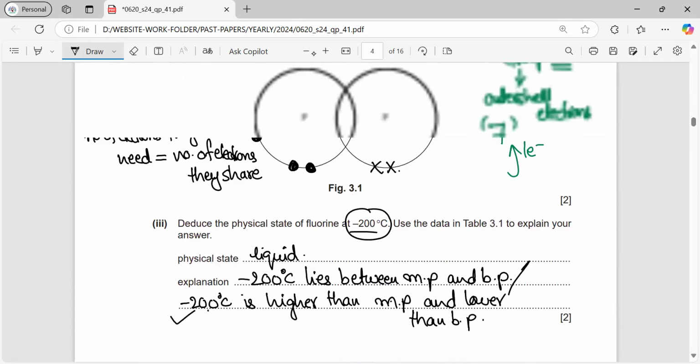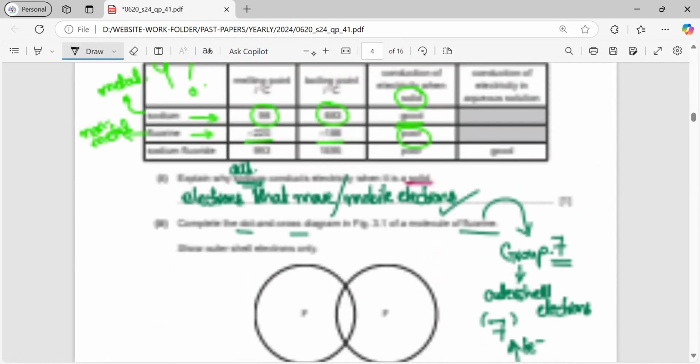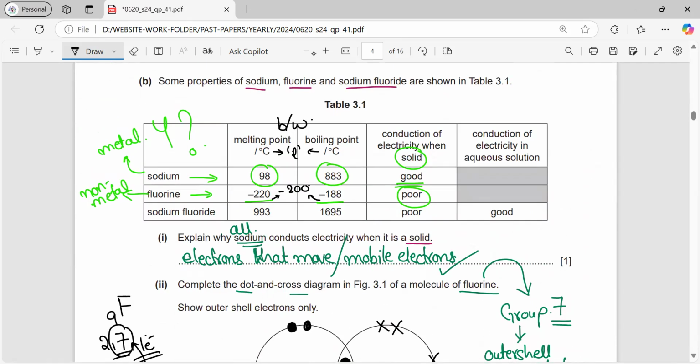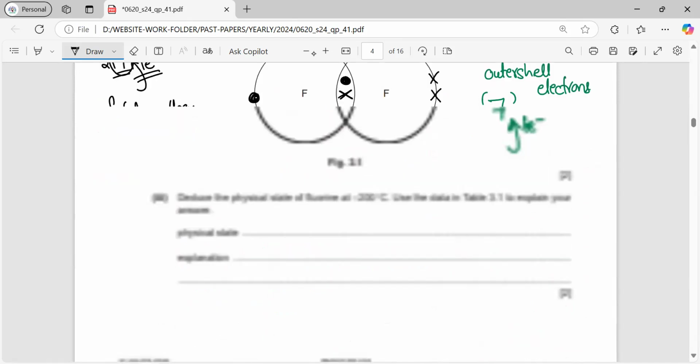Now, if we see the table, the sodium fluoride's melting point is 993 and fluorine's melting point is -220. It's much higher. Why? Because fluorine is a nonmetal and it is a gas, but sodium fluoride is an ionic compound, and because of the ionic compound, the force of attraction between its particles is very high. So it's a solid at room temperature. So its melting point will be higher.